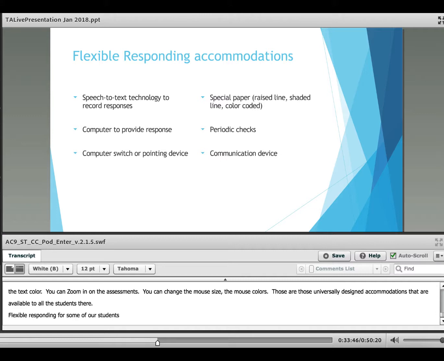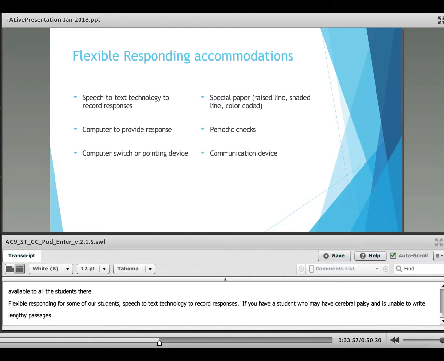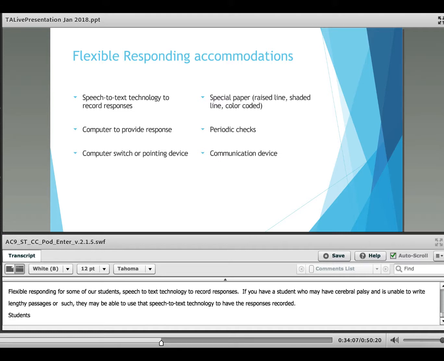Flexible responding for some of our students, speech-to-text technology to record responses. If you have a student who may have cerebral palsy and is unable to write lengthy passages or such, they may be able to use that speech-to-text technology to have the responses recorded. Students who may, again, like I said, have difficulty writing could use a computer to type the responses.